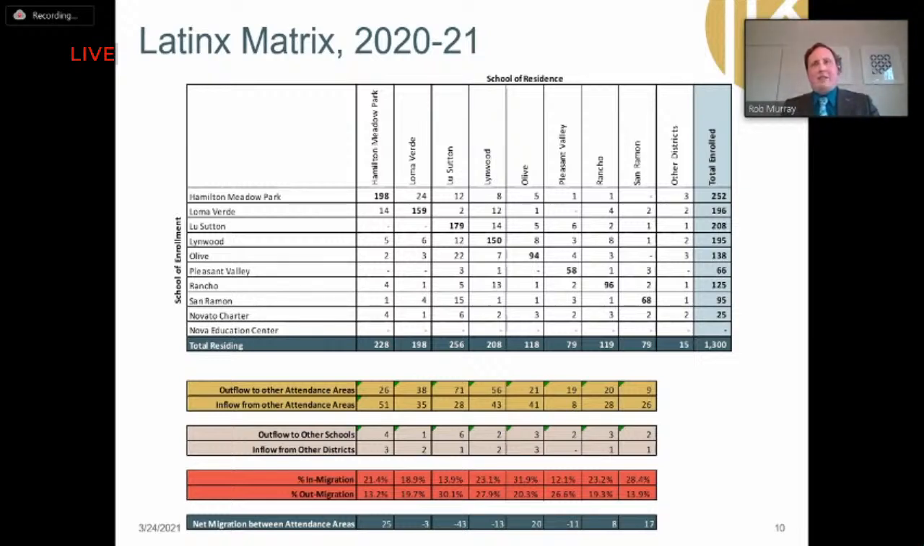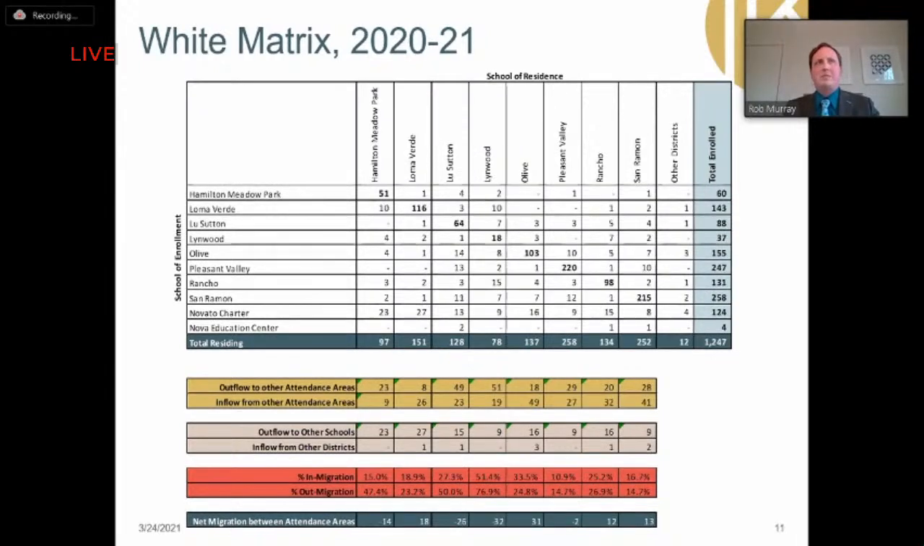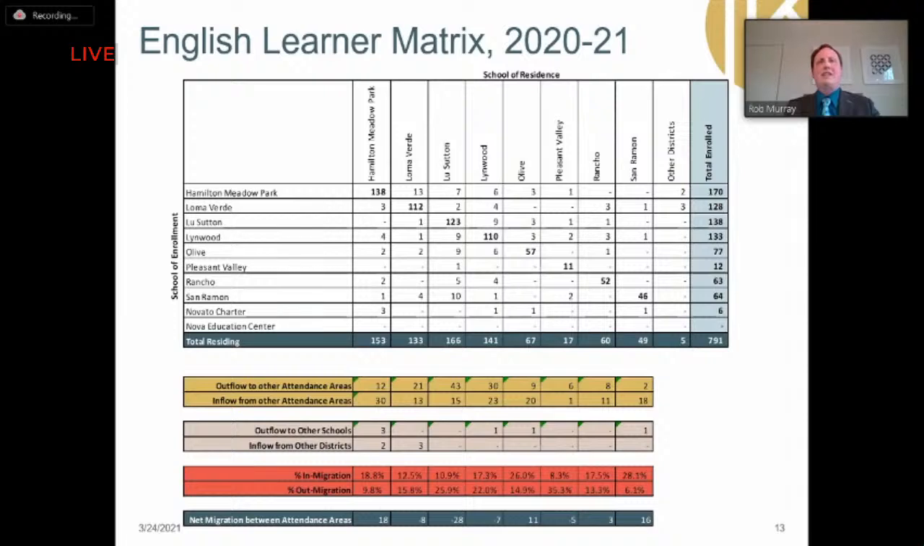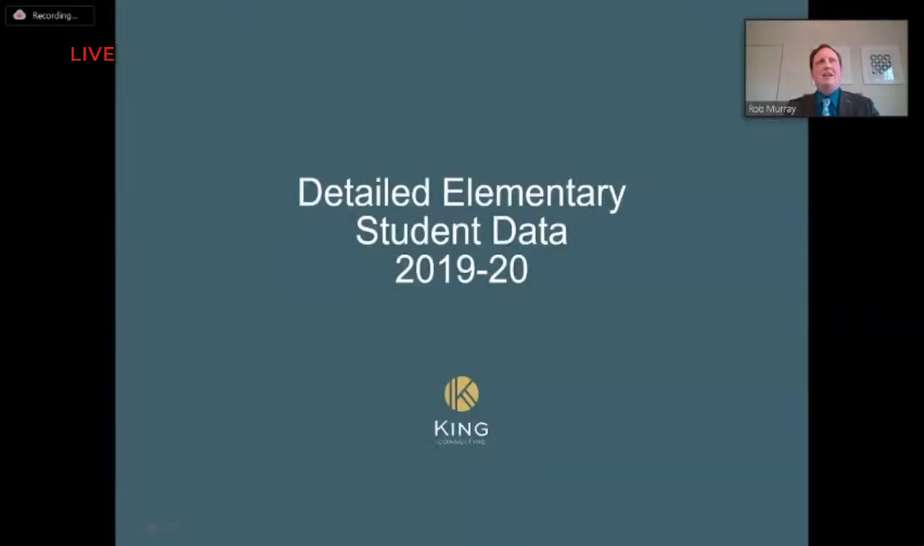This works the exact same way. You have the residents across the top, the enrollment from left to right, and then the analysis of in-migration, out-migration, and net migration at the bottom. We give you the same analysis for the white student population, the same analysis for the population who is eligible for free and reduced price meals, the FRPM students, and for the English learning population.